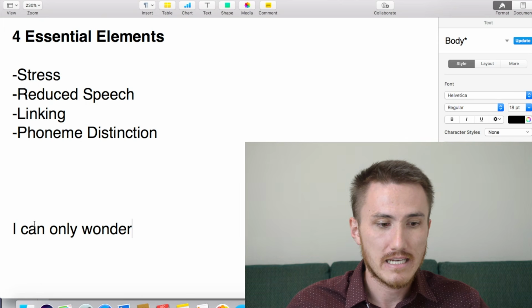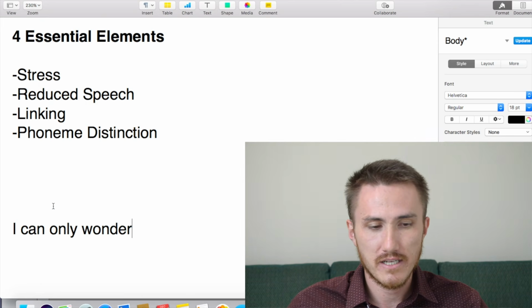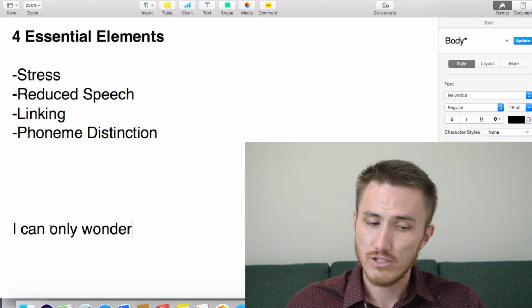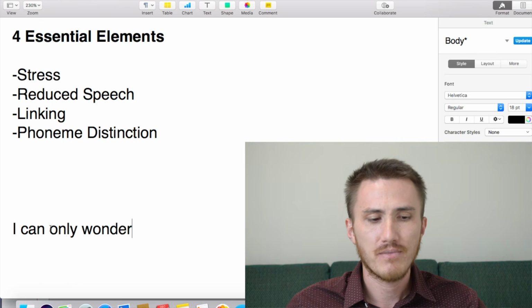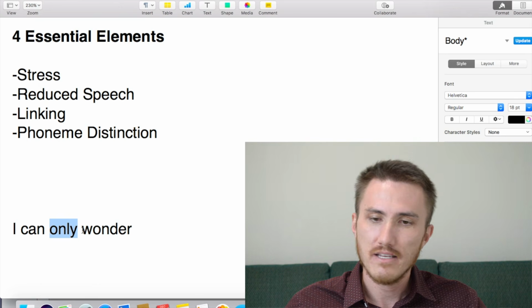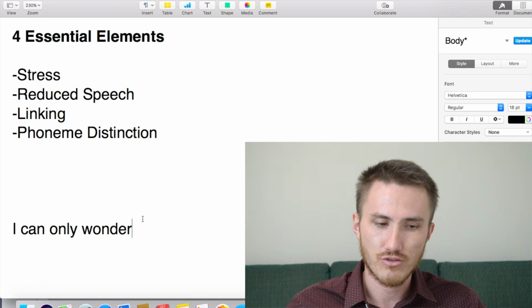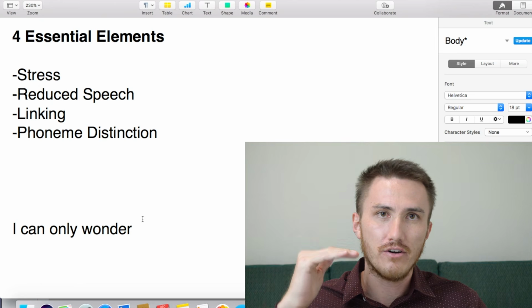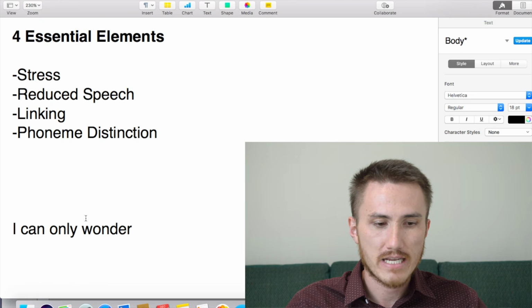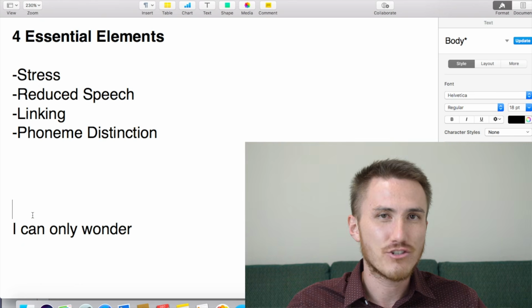So let's take a look at that in this phrase. Listen to it as I say it. I can only wonder. Notice that there are a couple stressed words here. I'm going to say it one more time. I can only wonder. Notice that the word only is stressed, and notice that the word wonder is stressed. Okay, these are both stressed in the sentence. However, this word can, this modal right here, is unstressed.